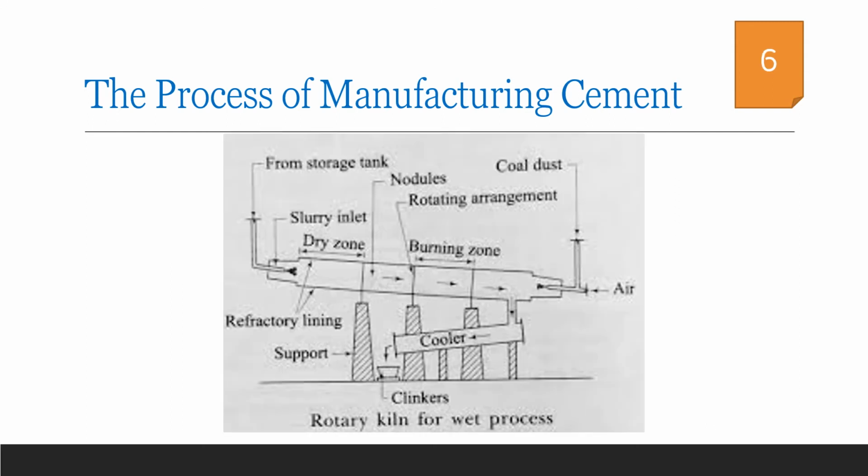This is the pictorial representation of a kiln. From the storage tank, the ingredients are fed to the kiln. If you are using the wet process, the ingredients will be wet, or we say it as a slurry. In the dry zone, it will be dried and then it will be burned in the burning zone. After that, it will be cooled and collected and stored in the silos.